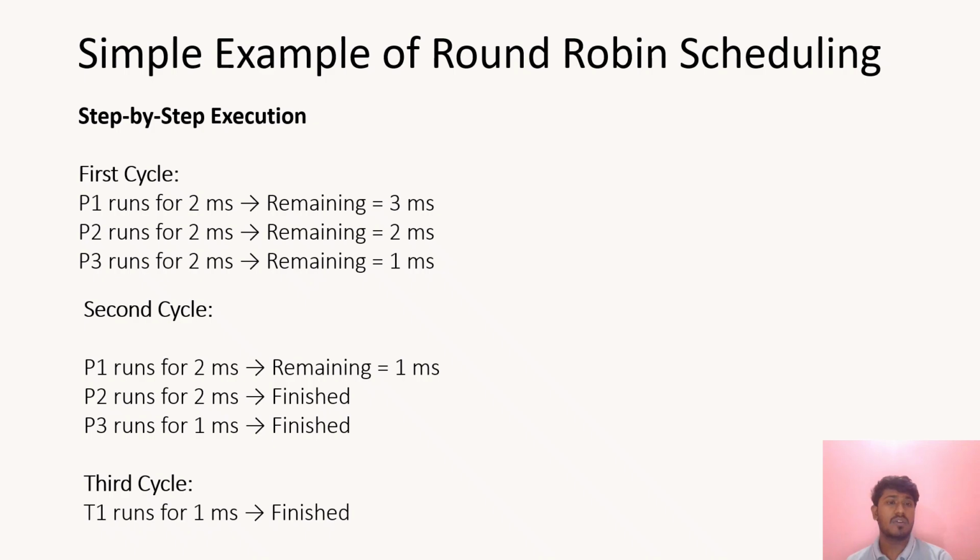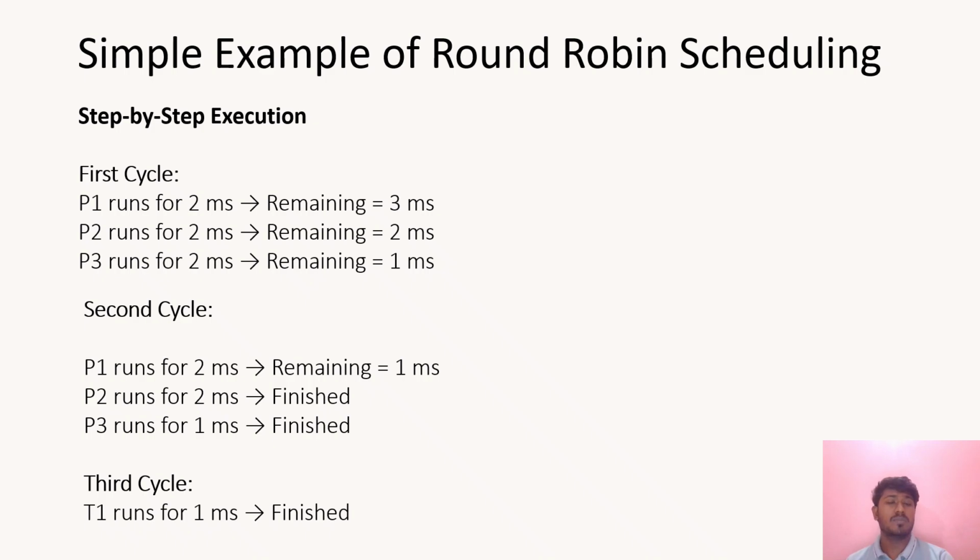In the first cycle, P1 runs for 2 milliseconds because the time quantum is 2 milliseconds. Remaining 3 milliseconds. Process 2 runs for 2 milliseconds, remaining 2 milliseconds. Process 3 runs for 3 milliseconds, remaining 1 millisecond.